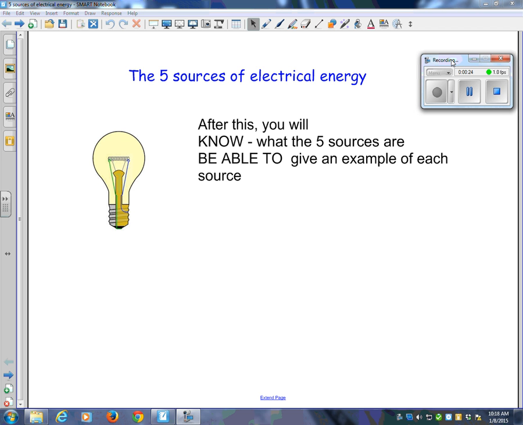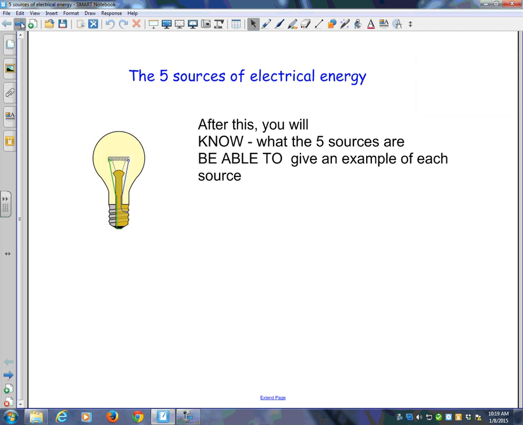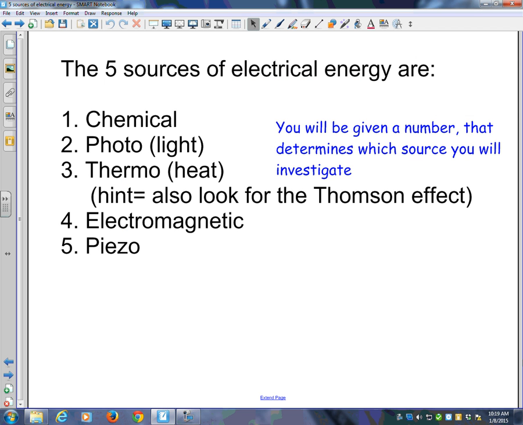5 sources of electrical energy, and be able to give me an example of each one. You don't need to write any of this down. You don't have to write them down just yet. Here are the 5 sources.